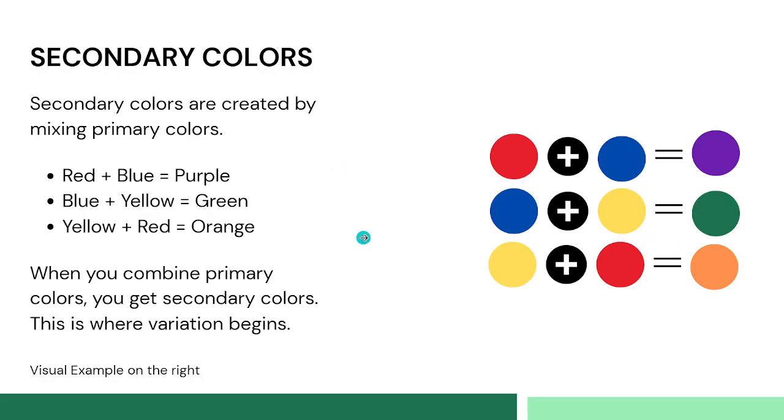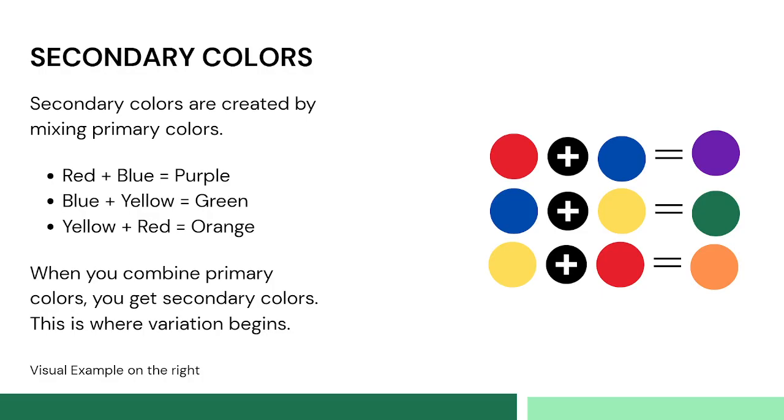And we also have secondary colors. Secondary colors are created by mixing primary colors. Red plus blue will give us purple. Blue plus yellow will give us green. Yellow plus red will give us orange. So when you mix red and blue, it's going to give you purple, which is a secondary color. Blue and yellow will give you green, which is also a secondary color. Yellow plus red is going to give you orange, which is a secondary color. And when you combine primary colors, you get secondary colors.